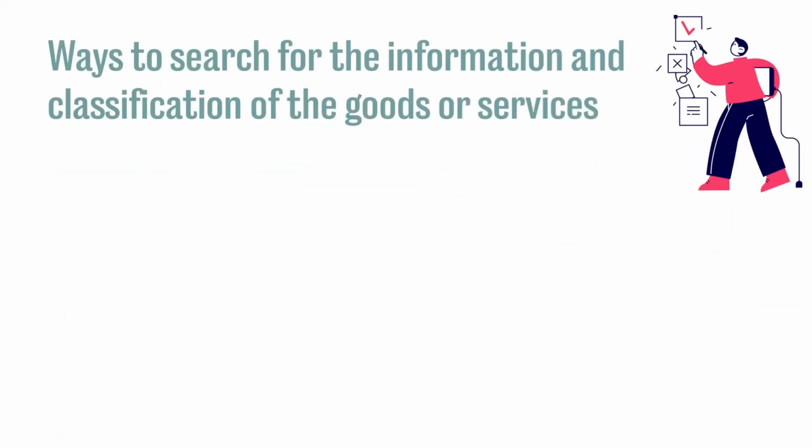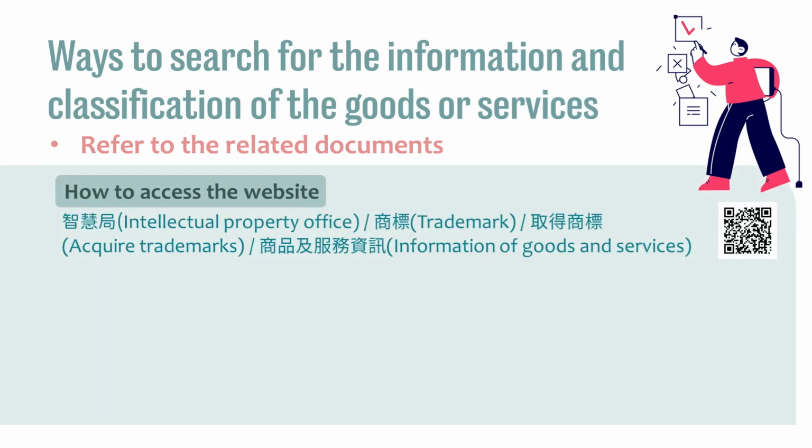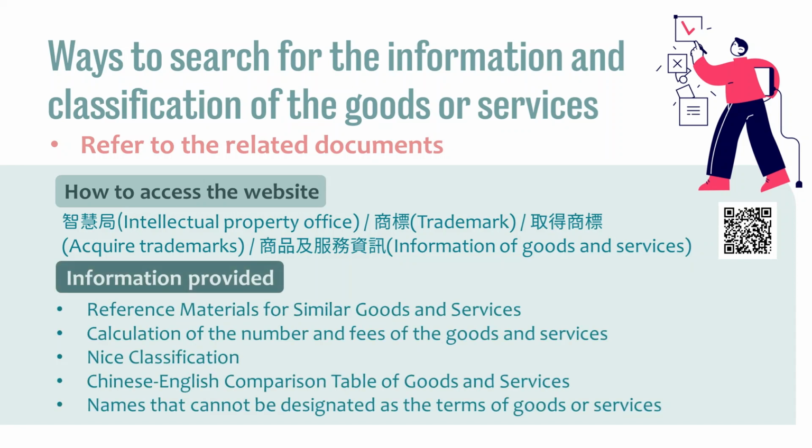Here are different ways to search for the information and classification of the goods or services. 1. Refer to the related documents. You may go to the official website of Taiwan's Intellectual Property Office, access the trademark page, and visit the page of information of goods and services. On this page, you can find the documents of reference materials for similar goods and services, the information about how to calculate the number and fees of the goods and services, NIS classification, Chinese and English comparison table of goods and services, and the names that cannot be designated as the terms of goods or services.